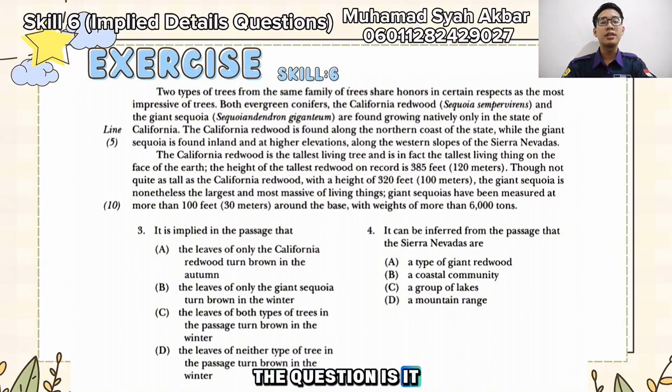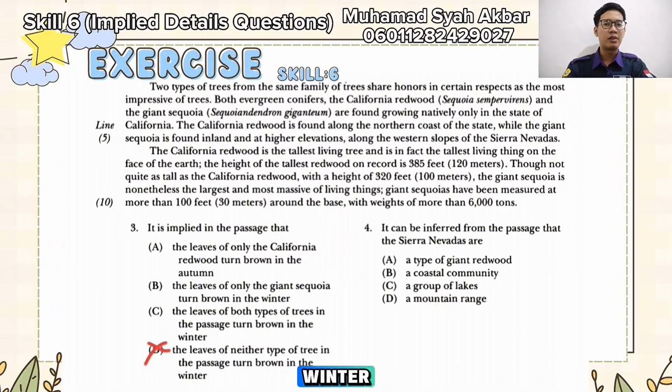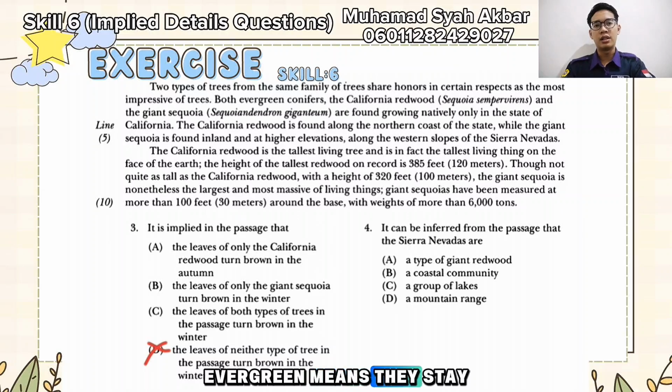The question is, it is implied in the passage that A. Only redwoods turn brown in autumn, B. Only sequoias turn brown in winter, C. Both turn brown in winter, D. Neither turns brown in winter. The answer is D. Neither turns brown. Evergreen means they stay green.